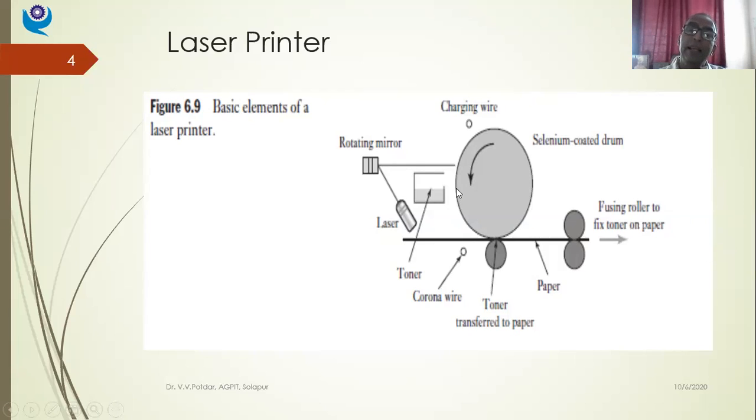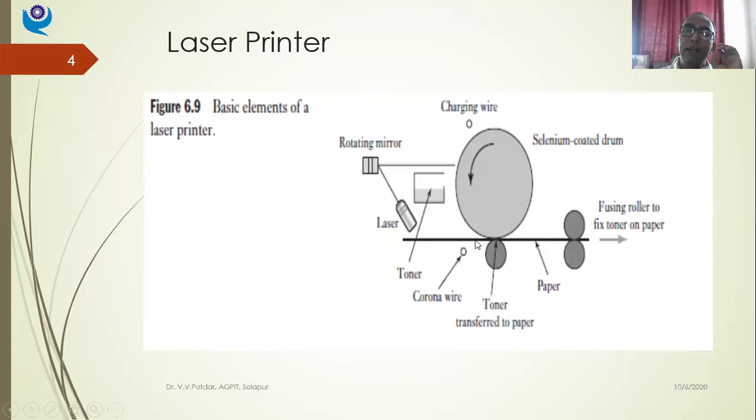Now this ink that is sticking on the selenium coated drum, where is the ink sticking? Wherever I have charged area. Where is my charged area? Wherever there are letters. Okay, so the ink which is sticking will come in contact with the paper now. So I have a roller, right? And between the roller and the drum, I have a paper. Now this corona wire will once again charge this paper, right?